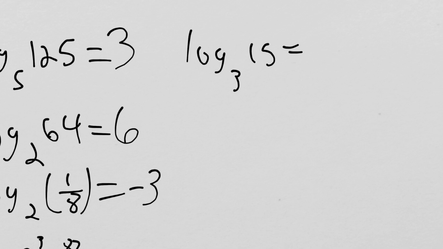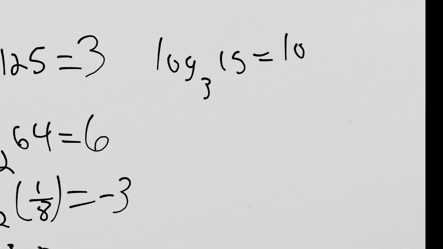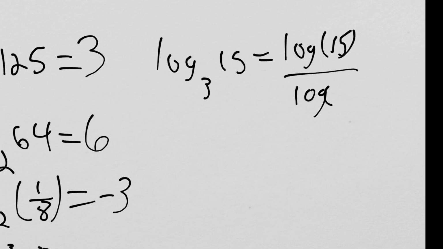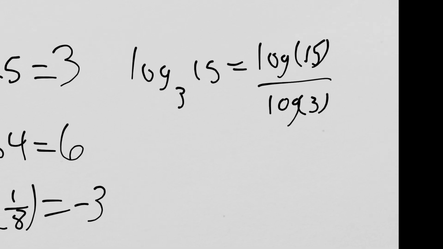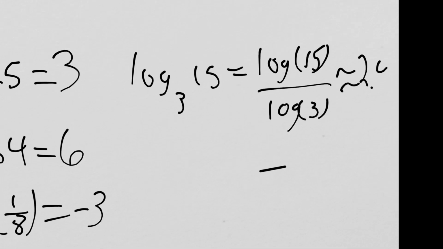For this last one, we have to use the change of base formula. We don't have to, but that's one way to solve it. So we're going to say log of 15 divided by log of 3. Okay, I plug that in, and I'm getting 2.46 if we round. Okay, it's about equal to 2.46. Okay. So now we can actually use logs to solve problems.